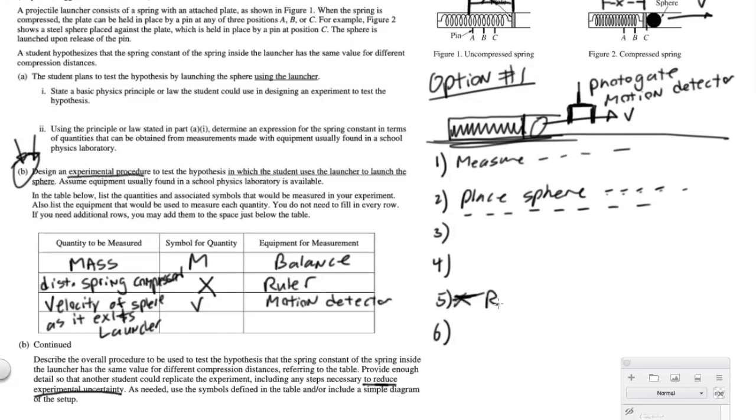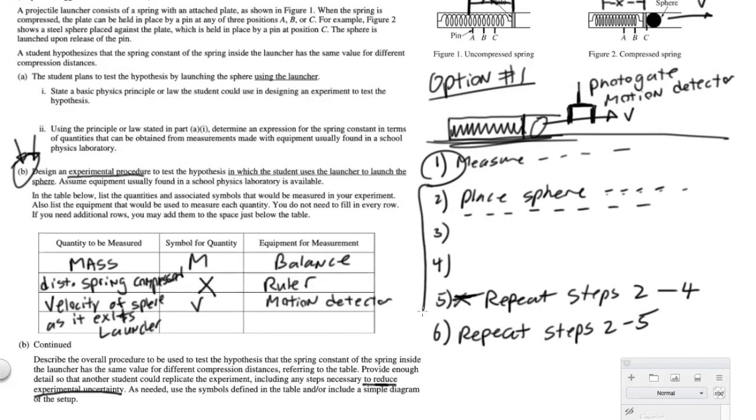All right, we're on to step 5. You want to say repeat steps 2 through 4. You don't have to repeat step 1 because step 1 was measure the mass of the sphere. So repeat steps 2 through 4, and the reason why we're doing that is to minimize experimental error. And then step 6, and this is very important, is repeat steps 2 through 5 with the spring being compressed to position B and then position C.